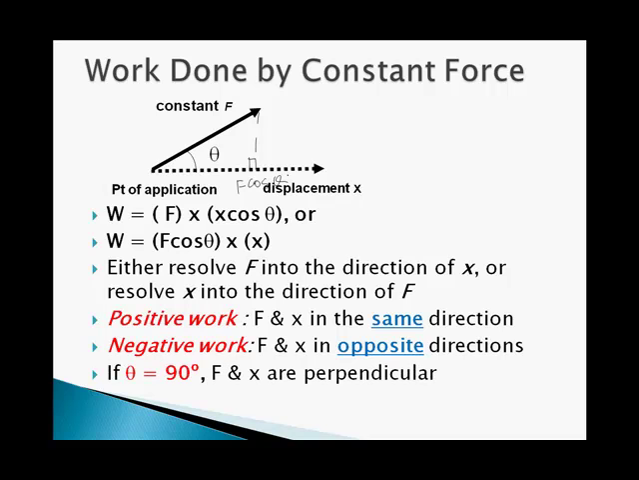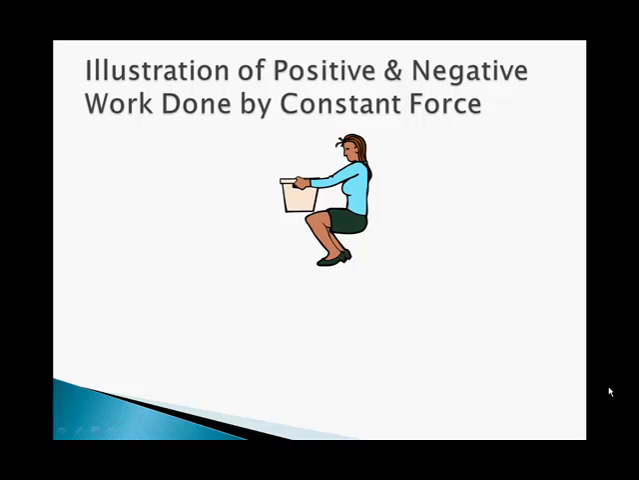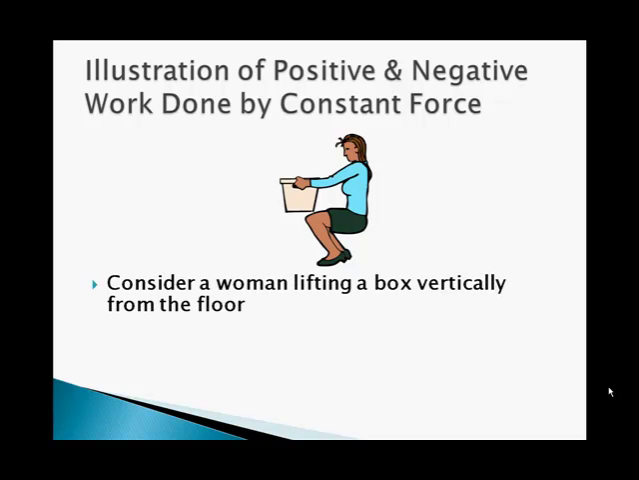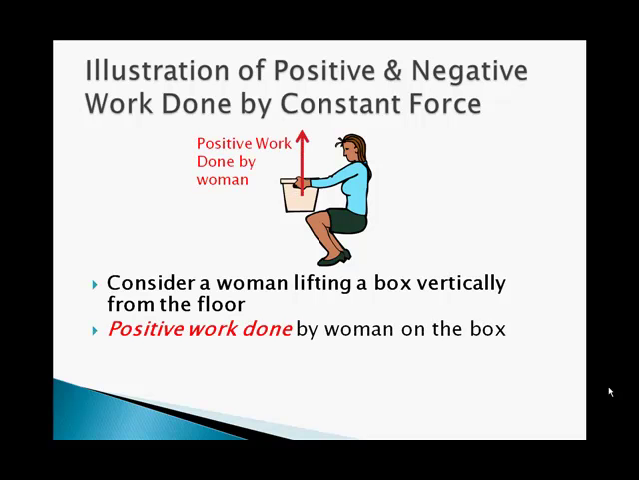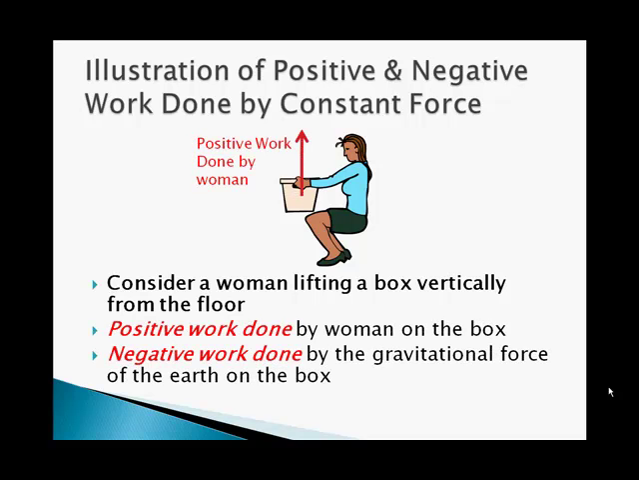And if θ equals 90 degrees, F and x are perpendicular to one another. And in this case, there is no work done. Okay, to illustrate what is positive and negative work done, we consider a woman lifting a box vertically from the floor. So in this case, positive work is done by the woman on the box, and negative work is done by the gravitational force of the earth on the box.